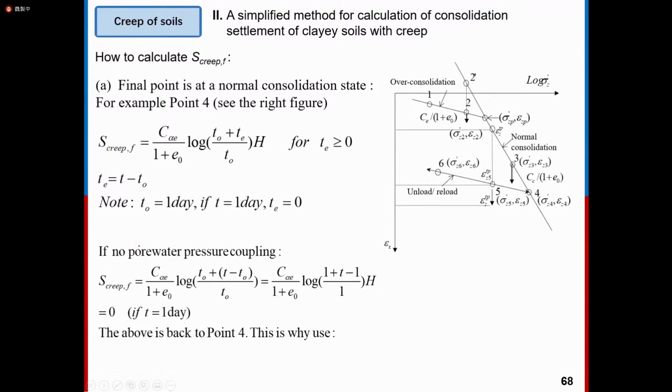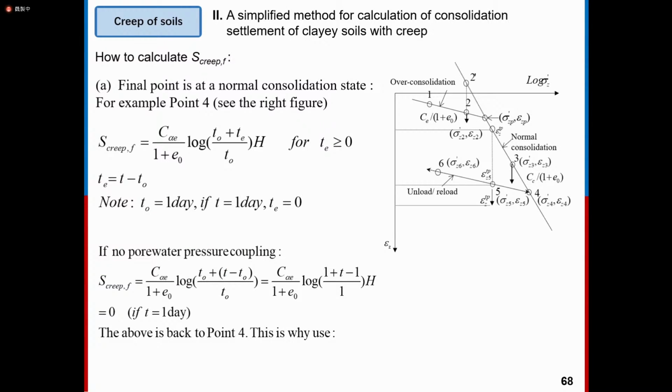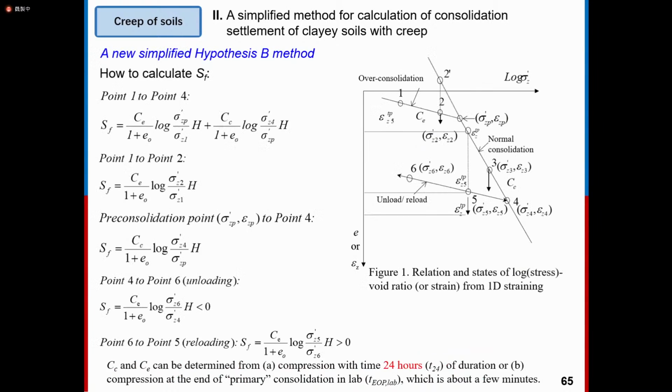This one, okay? Equivalent time. What's the definition of this? How can we utilize the simplified B method, okay? And we have already discussed in quite some detail how to calculate the SF, right? SF, the primary consolidation or the final consolidation settlement, the final settlement due to primary consolidation, okay?